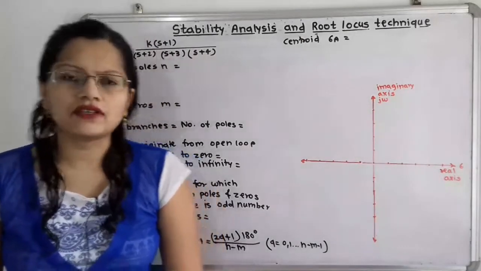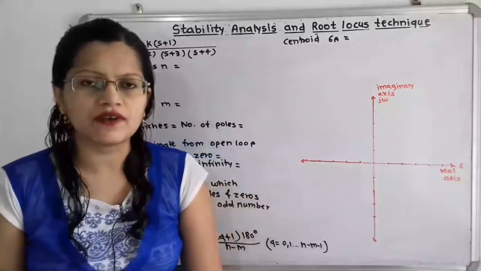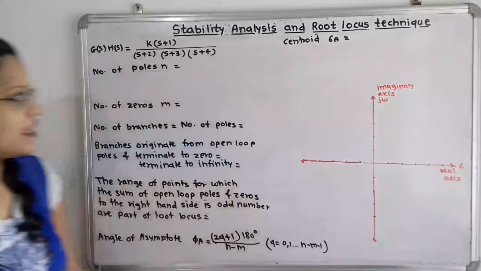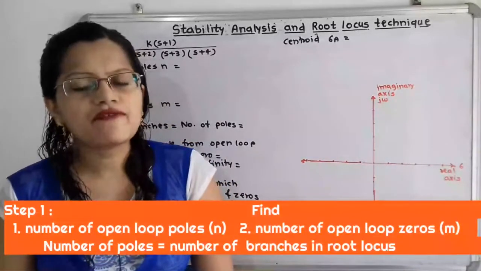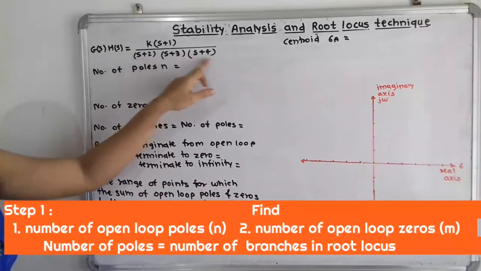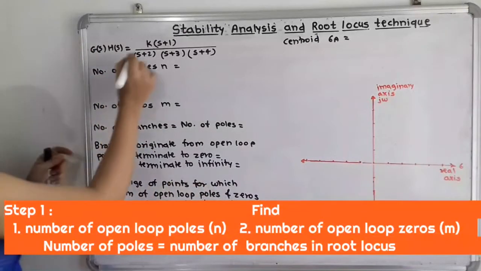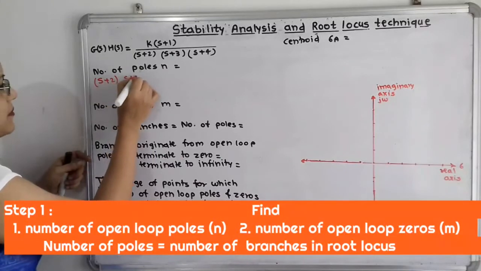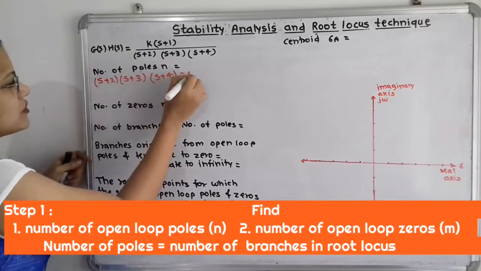Now what is the first step? Whenever the open loop transfer function is given, we first have to find the number of poles, that is n, and the number of zeros. So we will first find the number of poles. For that we refer to the denominator. So I will take the denominator, that is (s+2)(s+3)(s+4), which is equal to 0.